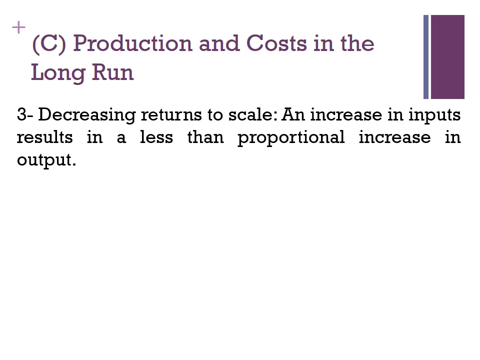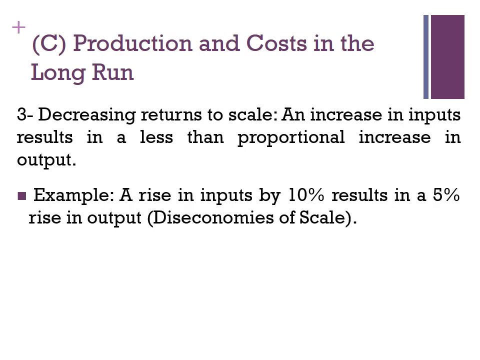And finally, if the firm continues to produce above the constant returns to scale, the firm will enter the stage known as decreasing returns to scale or diseconomies of scale. In this case, an increase in inputs results in a less than proportional increase in output. So, for example, a rise in inputs by 10% results in a 5% rise in output. That's why this stage is known also as diseconomies of scale.